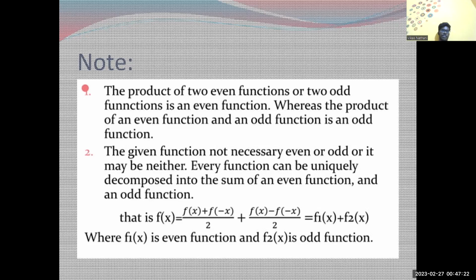If you take two odd functions, x and x cube, x into x cube is x power 4, and this is also an even function. The given function is not necessarily even or odd, it may be neither. Any function can be uniquely decomposed into the sum of an even function and an odd function. That is f of x is equal to f of x plus f of minus x by 2 plus f of x minus f of minus x by 2. That is equal to f1 of x plus f2 of x, where f1 of x is an even function and f2 of x is an odd function.